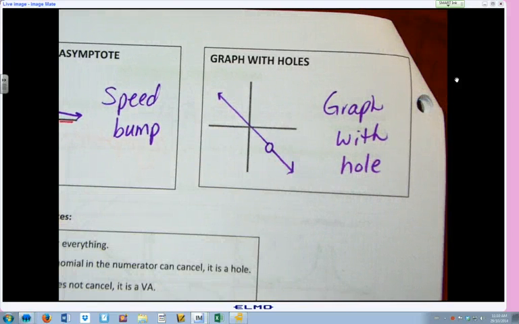Like I thought we could have at least done golf course or something. No, graph with hole. Pretty straightforward people, us mathematicians, graph with hole.